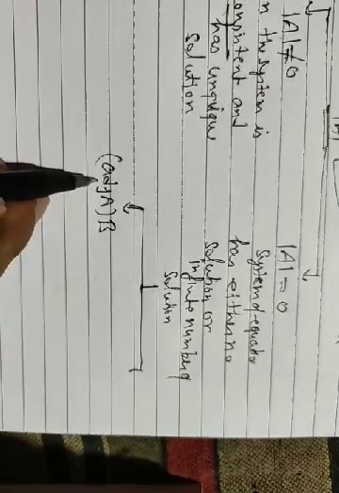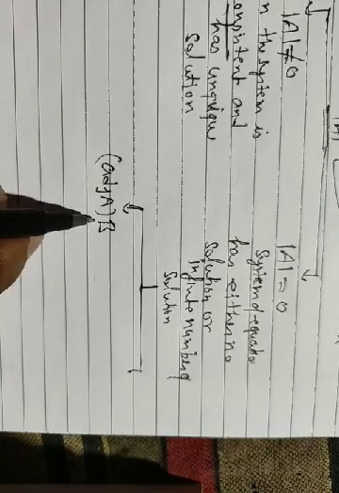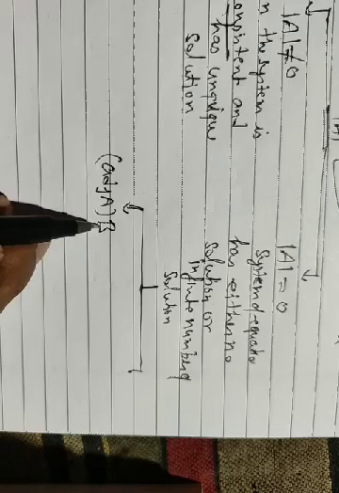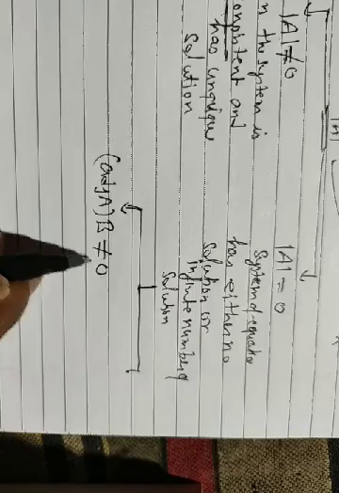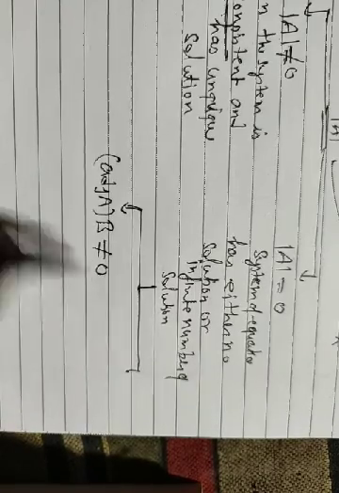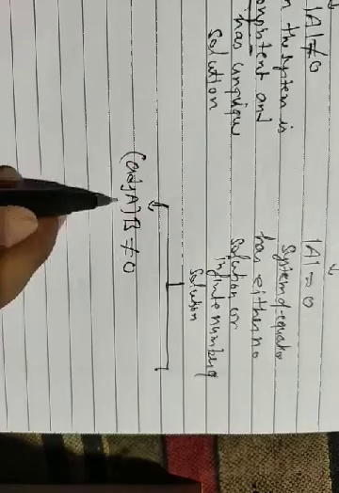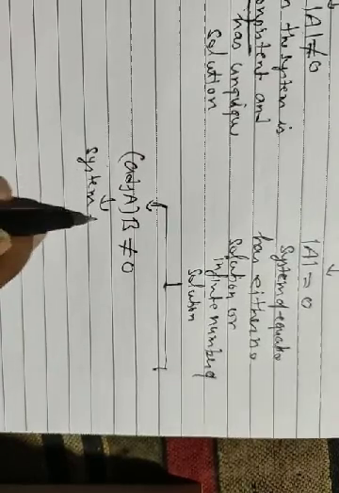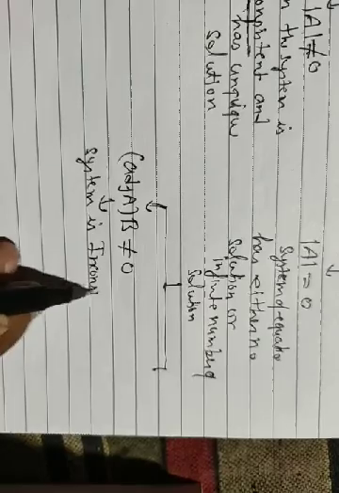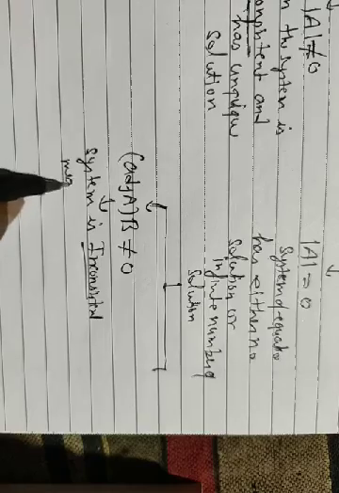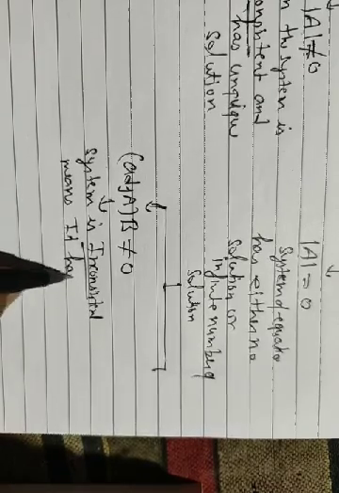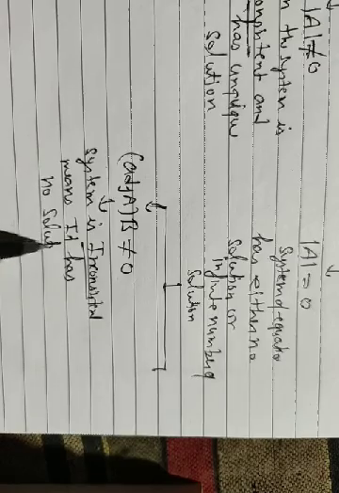In this case, we have to find the adjoint of A. Then we find the product of the adjoint of A and B. If (adj A) B is non-zero, not equal to 0, whether positive or negative, then our system is inconsistent, which means it has no solution.